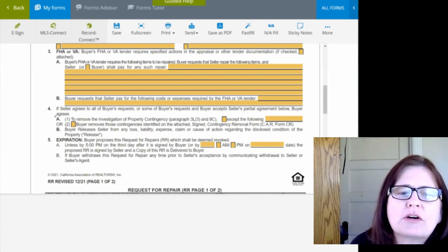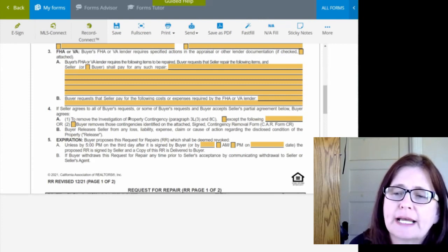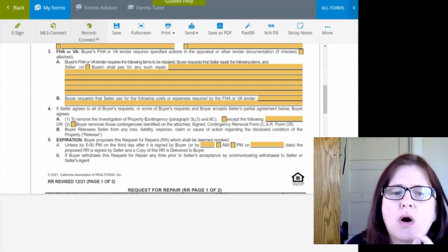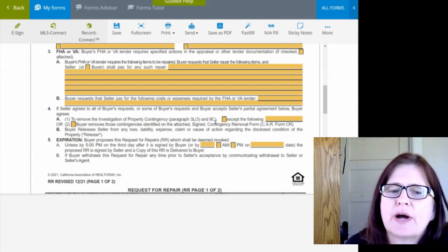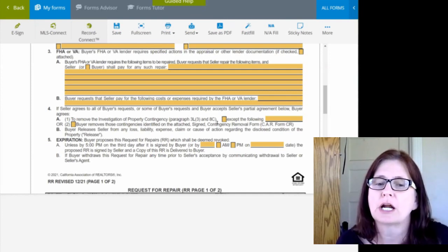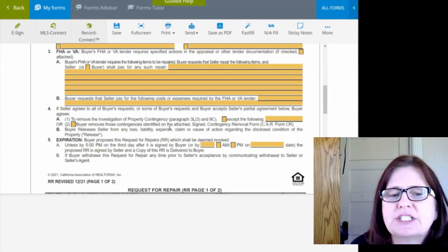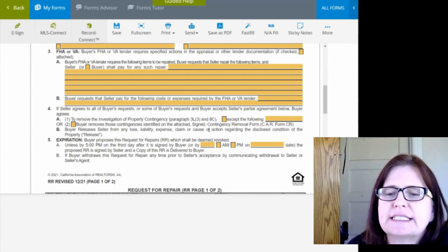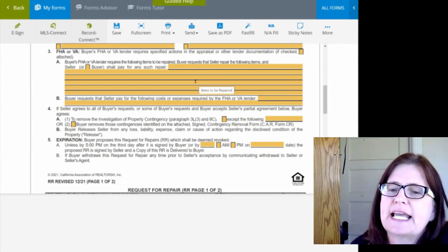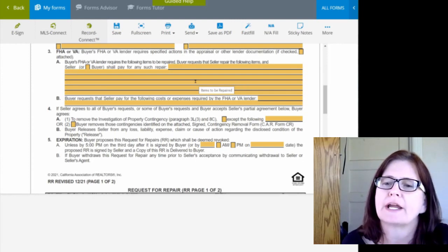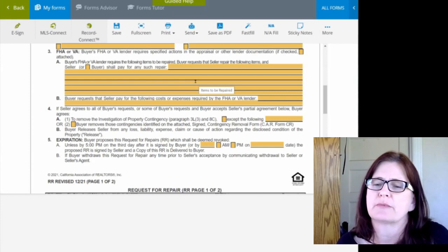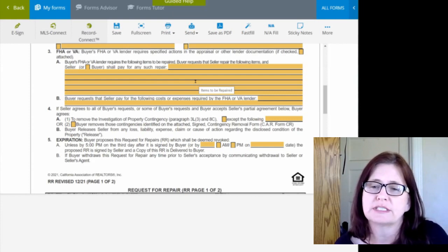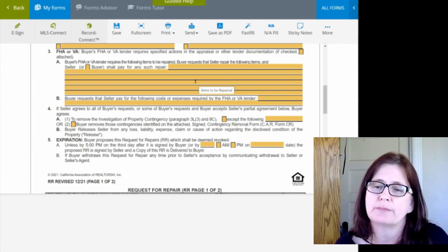But number 4 right here says, if seller agrees to all of the buyer's requests on this request for repairs form, or some of the buyer's requests, and then buyer accepts a seller partial agreement, then the buyer agrees to remove the investigation of property contingency. That's the standard language. So if you asked for repairs, and the seller comes back and says yes, I will do all of your repairs, your buyer has just removed their inspection contingency. It's important that the buyer knows that, so make sure you point that out to the buyer.